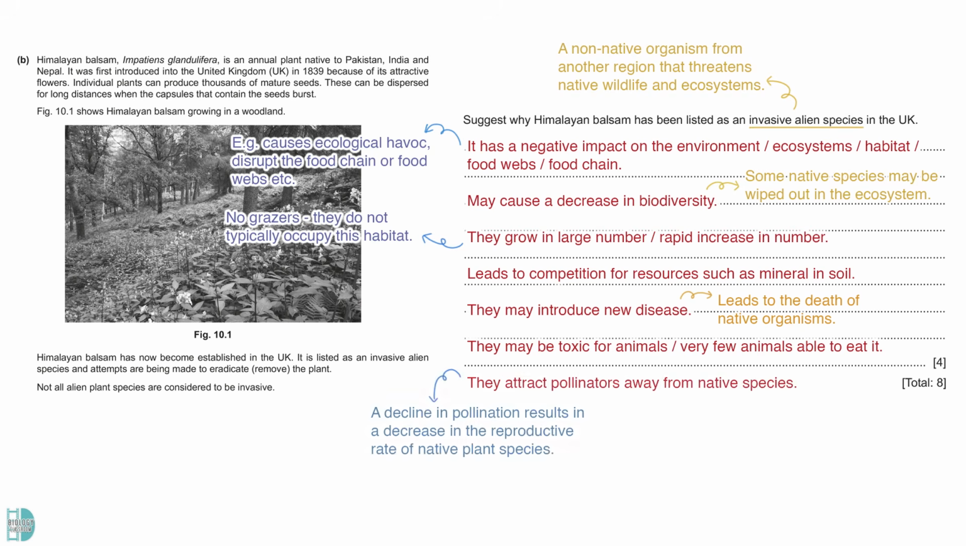Lastly, since they are flowering plants, they may attract pollinators away from the native species. A decline in pollination results in a decrease in the reproductive rate of native plant species.